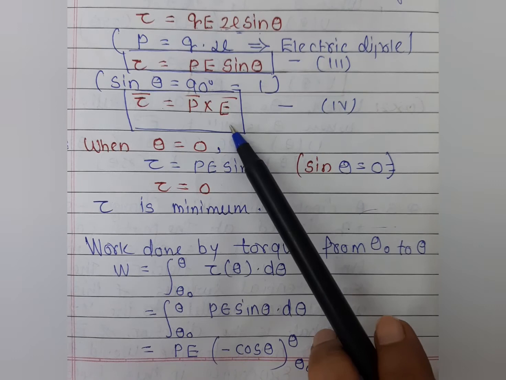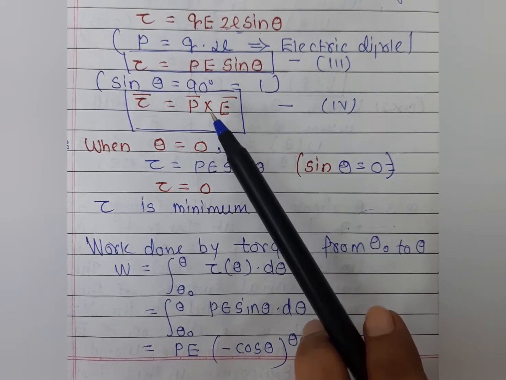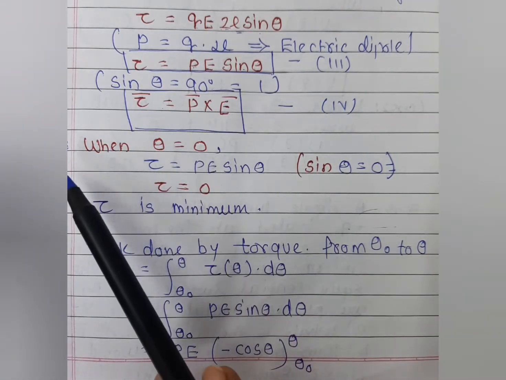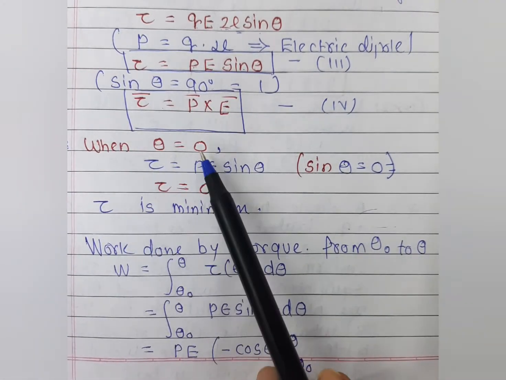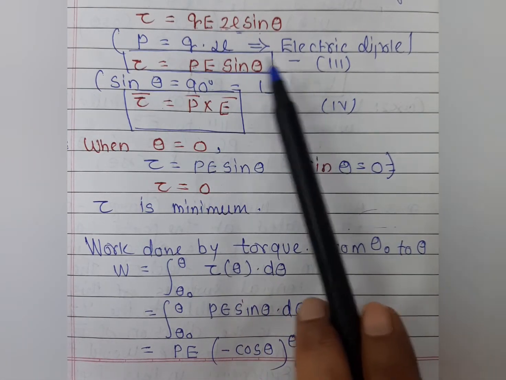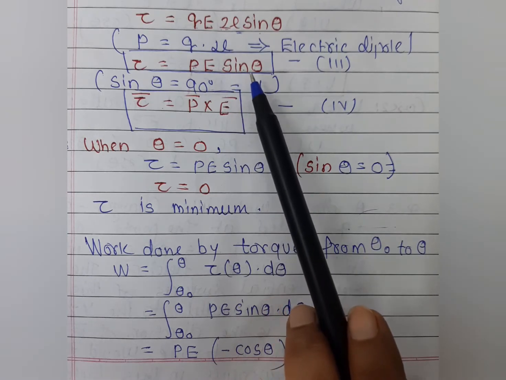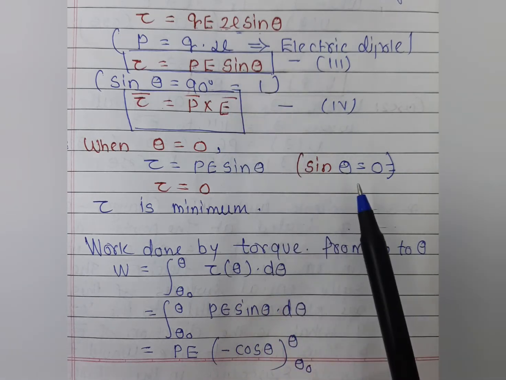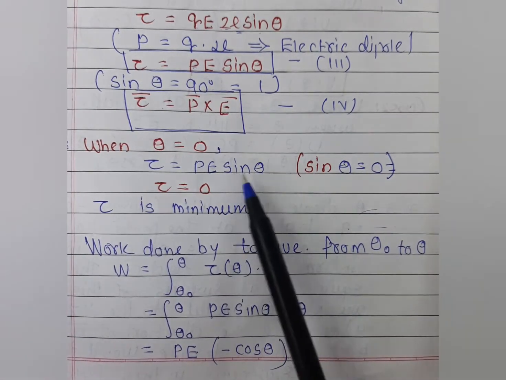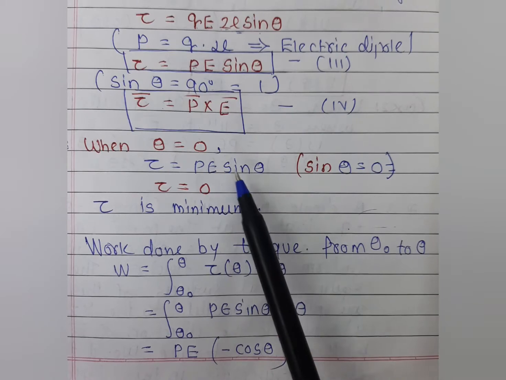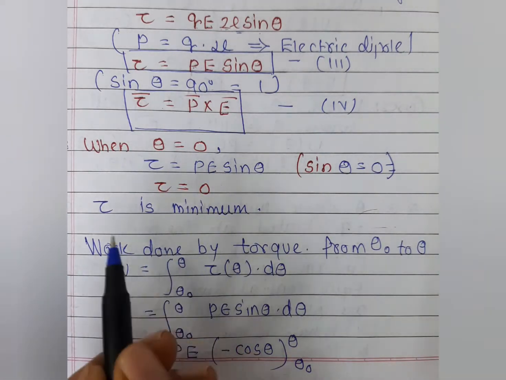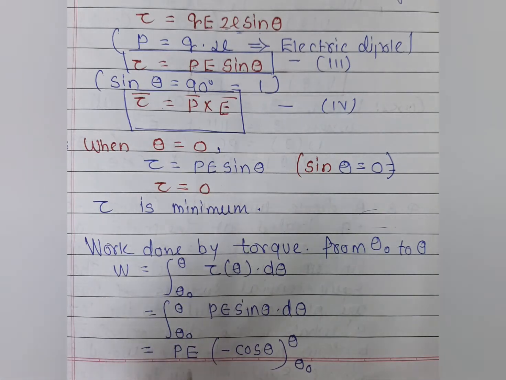Students, you know this is in vector form because it is a cross product, and when we remove the vector it is in magnitude form. So let us see case 1. When theta is 0, we take the magnitude formula, which is very important, students: tau is equal to PE sine theta. If we consider theta is 0, the torque is minimum, because sine 0 is 0, and when we multiply by 0 the whole term becomes 0. What does it mean? There is no turning effect, no torque produced on the dipole.